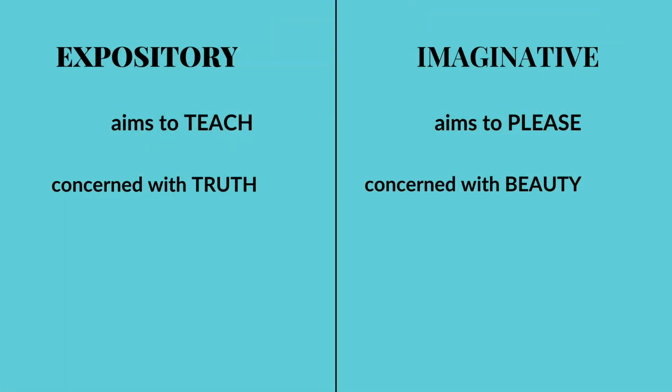Here's the main difference between reading what's been covered in this book so far and what's covered in this chapter. Expository works aim to teach. They are primarily concerned with getting to the truth. Imaginative works, on the other hand, aim to please, and they are primarily concerned with presenting beauty. Okay, so now let's first cover their don'ts. There are 3 of them.